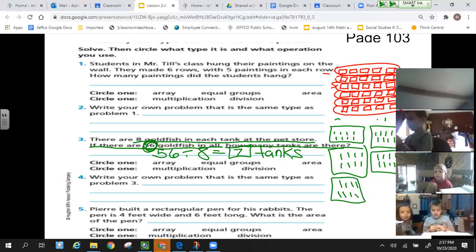I'm not going to keep going, but what picture do you see? Is that an array? Yes or no? Is that an array?